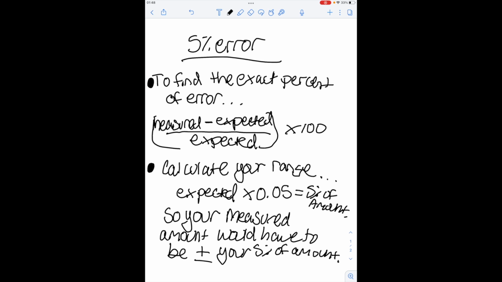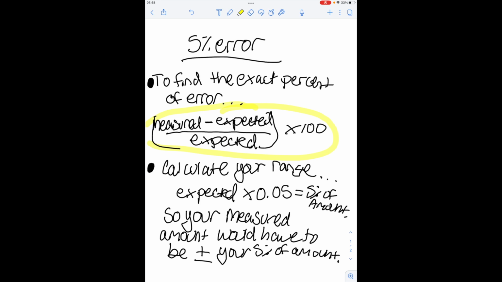So I gave you guys the little equation here that I would use for that. You take your measured amount, so whatever you actually measured when trying to get the expected amount, you subtract it by your expected amount, or the amount you're trying to find. You divide that over your expected amount and you multiply that by 100. And this will give you your exact percent of error. And then you can see if that is within that 5% range. If it is, it's good. If it's higher than 5%, then you would need to remeasure.